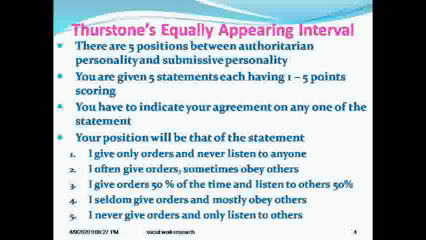So you are given 5 statements, each having 1 to 5 points scoring. You have to indicate your agreement on any one of the statements. Your position will be that of the statement. So the first position, as given in the example, is: I give only orders and never listen to anyone, which means highly authoritarian personality. Let us see the 5th statement: I never give orders and only listen to others, which means totally submissive personality. So people generally occupy one of the 5 positions between these 2 extremes. So this is a very simple scale. The respondent has to just mark one of the statements that shows his position.